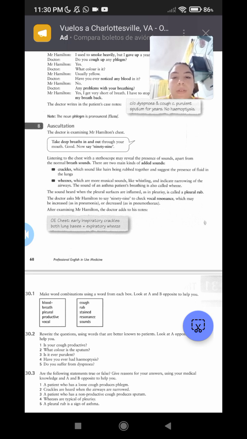Auscultation. The doctor is examining Mr. Hamilton's chest. Take a breath in, out through your mouth. Good. Now say 99. 99.